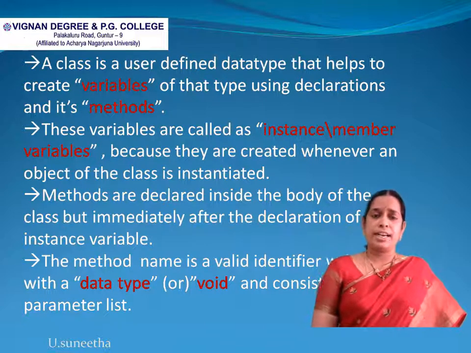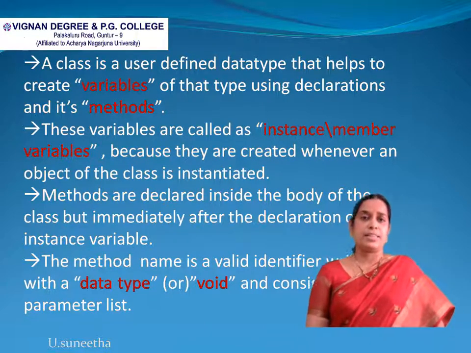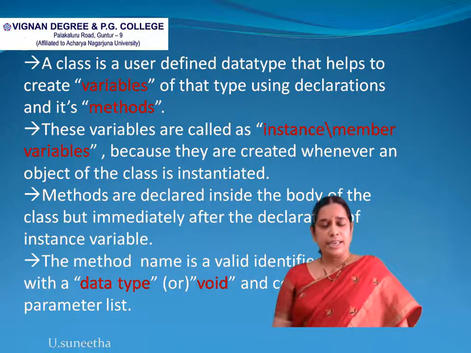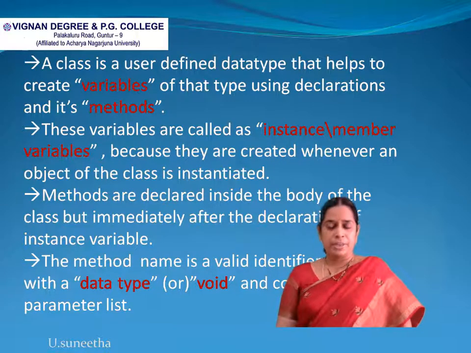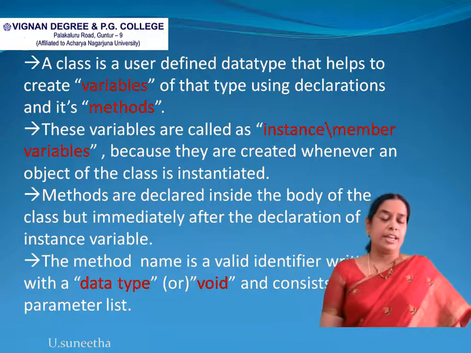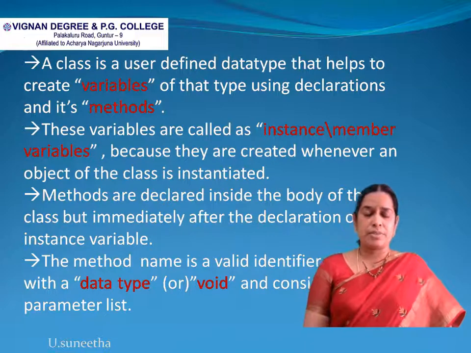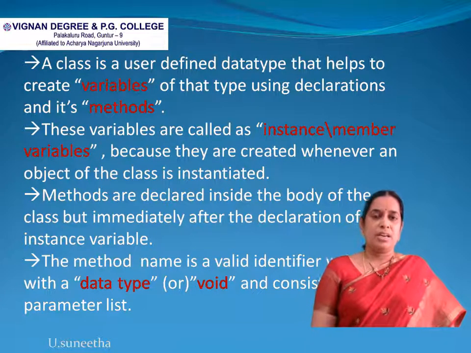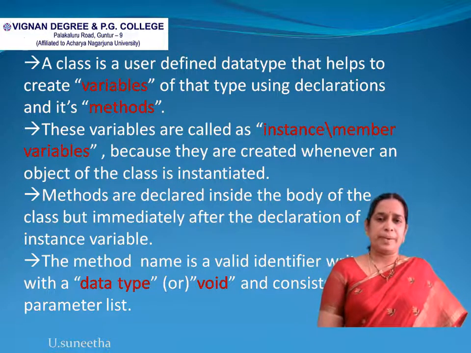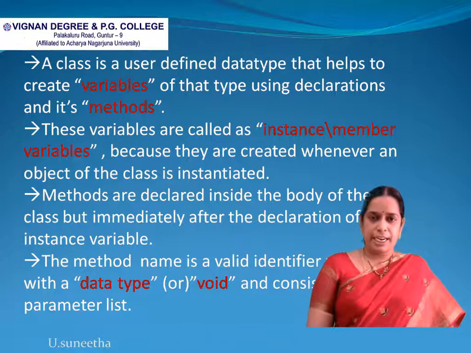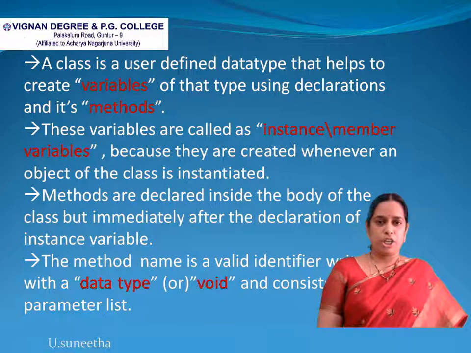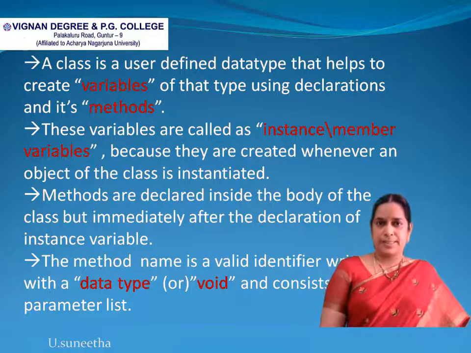And the syntax for writing the method header will be like this. First, specify the return type. Next, the method name, which is a valid identifier. And next, the argument list, which is enclosed in parentheses. This is the syntax for writing the method header. After the method header, we have to write the body of the method within the curly braces.